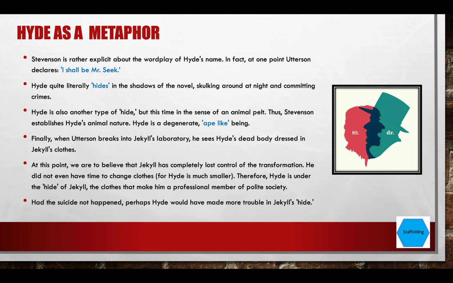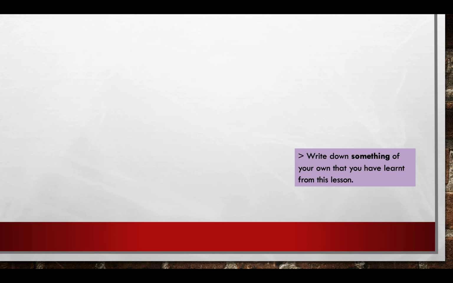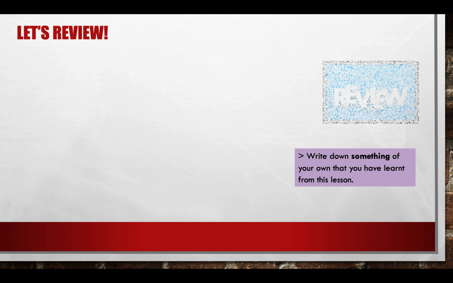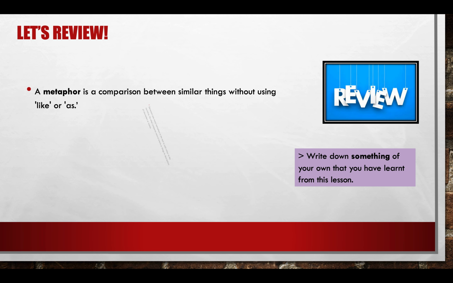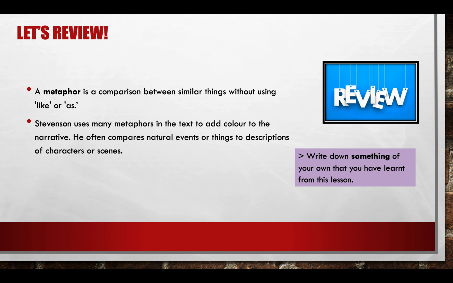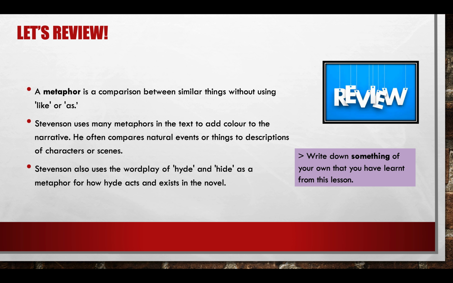So let's just do a quick review on what we've learnt today. So these are my main points for today: a metaphor is a comparison between similar things without using like or as. Stevenson uses many metaphors in the text to add colour to the narrative. He often compares natural events or things to descriptions of characters or scenes. And finally, Stevenson also uses the wordplay of hide and Hyde as a metaphor for how Hyde acts and exists in the novel.